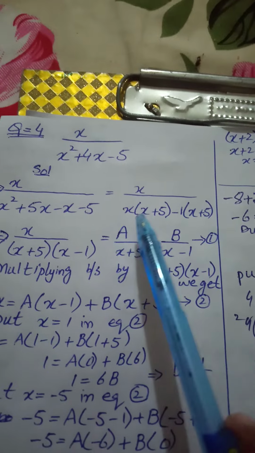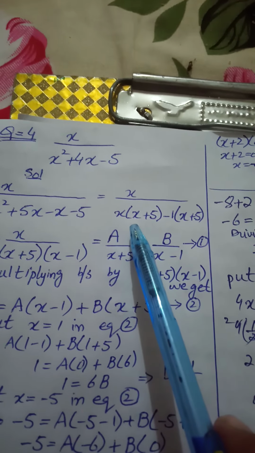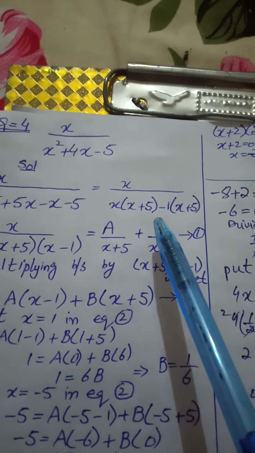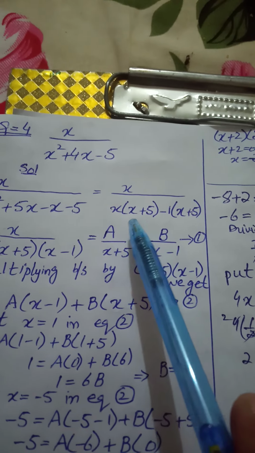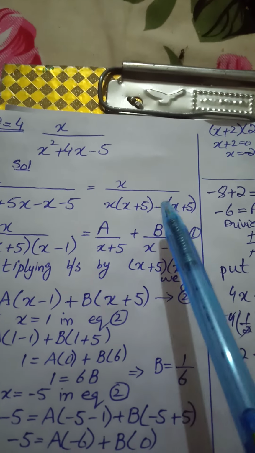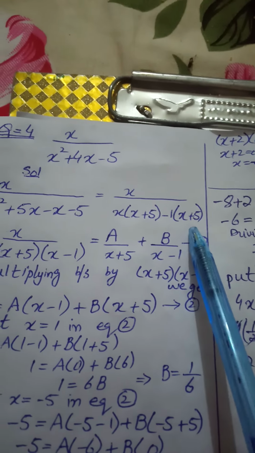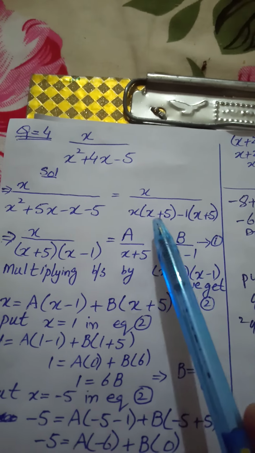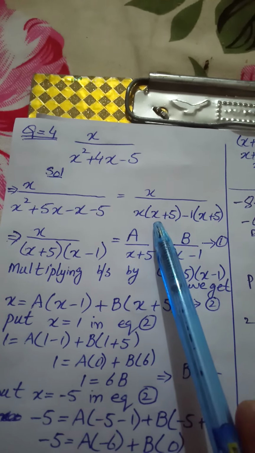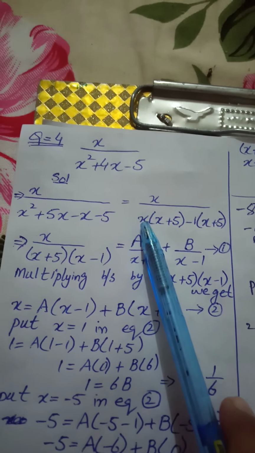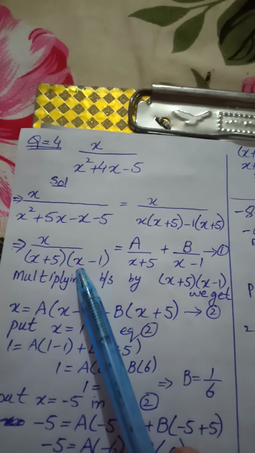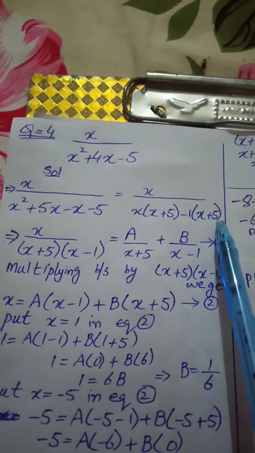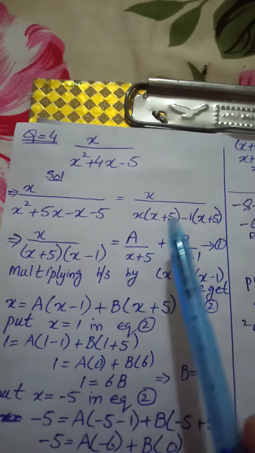Now this is x into x plus 5 minus 1 into x plus 5. There are two portions here. We take x plus 5 common from both. When we take x plus 5 common from the first, the remaining part will be just x. Similarly, from the second portion, the remaining part will be minus 1, so we can write over there.